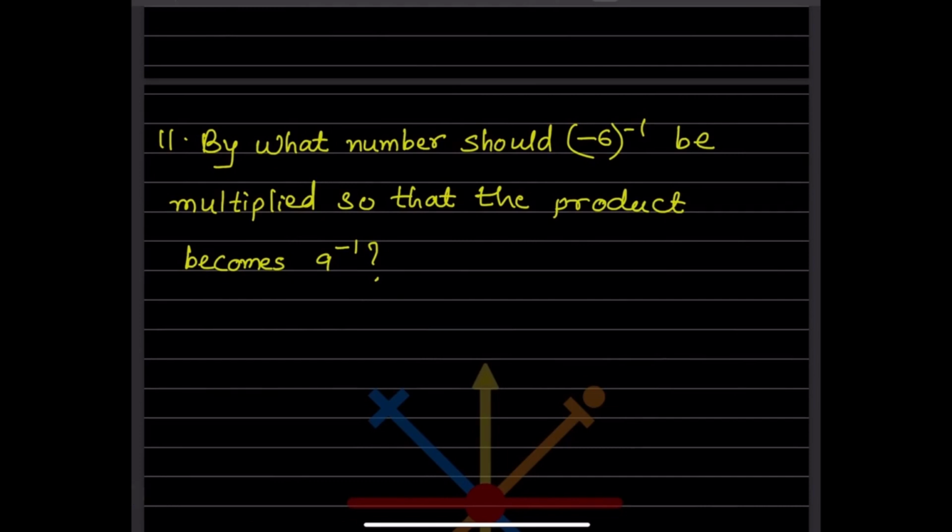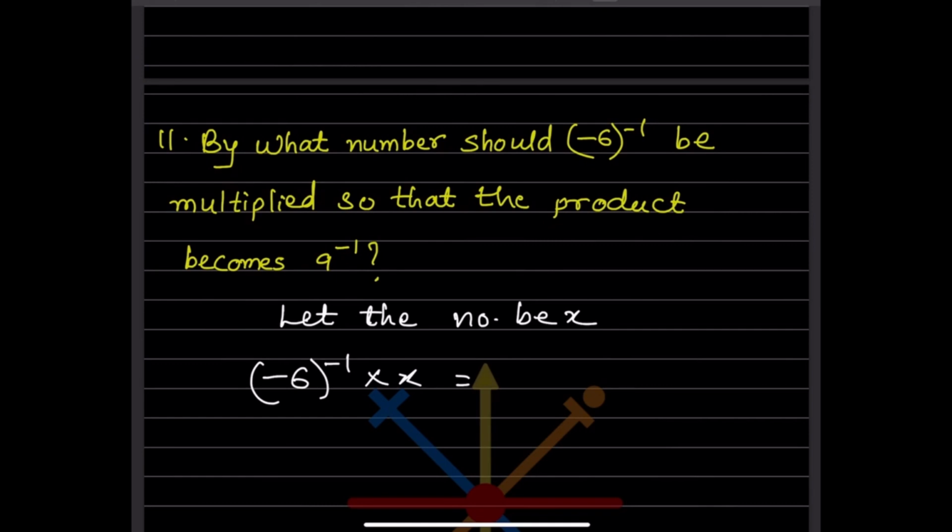Here they have asked, by what number should minus 6 raised to minus 1 be multiplied so that the product becomes 9 raised to minus 1. The number is given, minus 6 raised to minus 1. Before that, let the number be x. So what will you do here? Minus 6 raised to minus 1, and by what number? You are going to multiply that, so you write multiply by x.